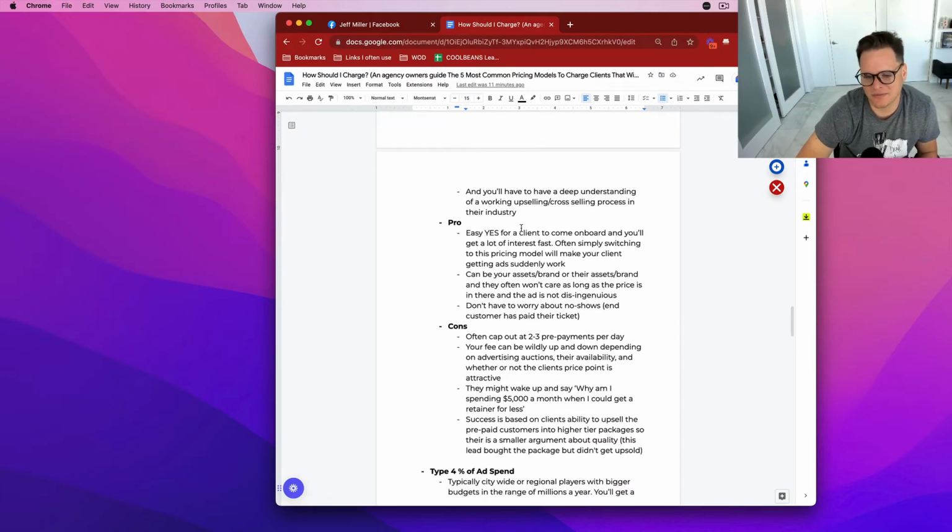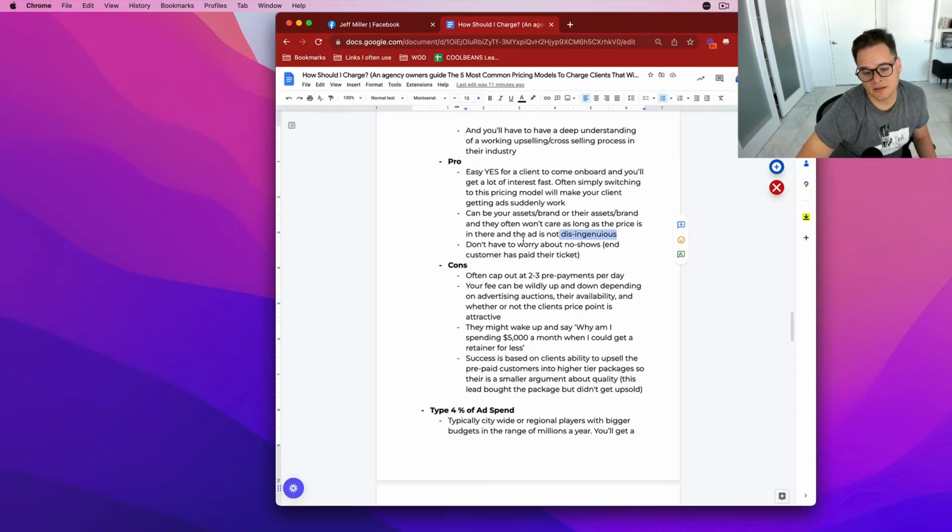The pros: it's an easy yes for a client to come on board, and you'll get a lot of interest fast. You just have to run an ad saying effectively this pricing model, and they'll say, all right, how does that work? Often switching to this pricing model will make your client's ads suddenly work out of nowhere. It's really, really cool. This can be your assets or your brand or their assets and their brand, and they really don't care as long as it's not disingenuous. Like, they're not going to have a heart attack because it's a different color or 99 cents versus $97 or $0. You don't have to worry about no-shows because the customer has paid their ticket. You will have a better relationship with your client most times.